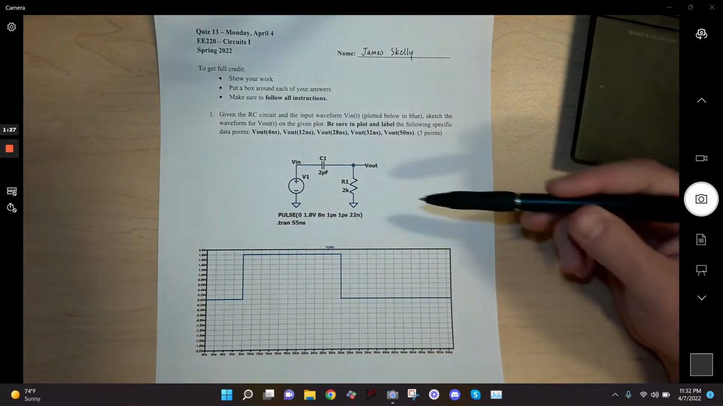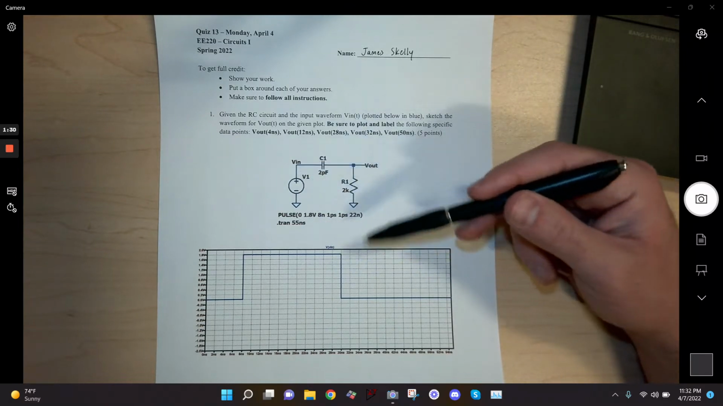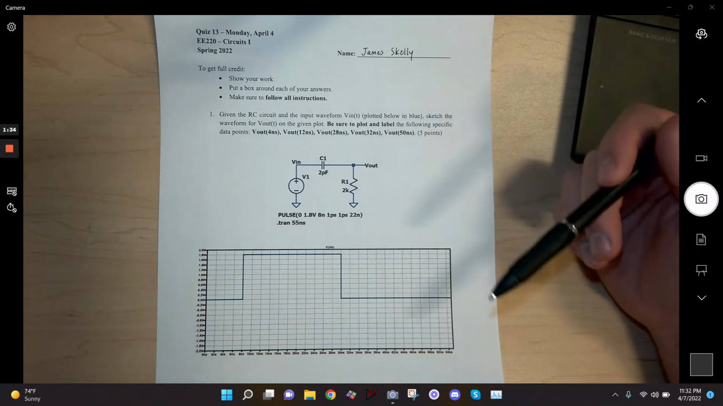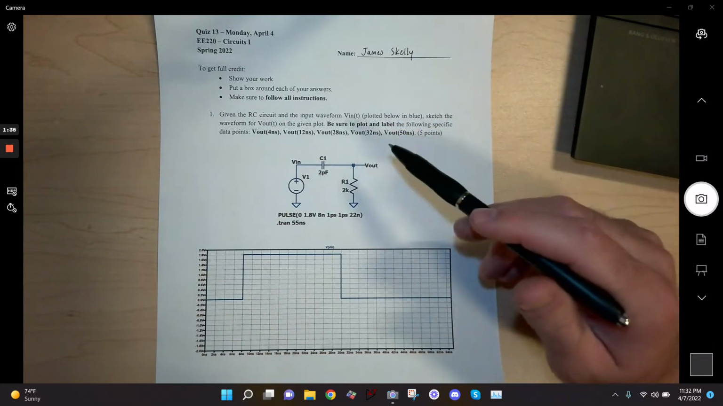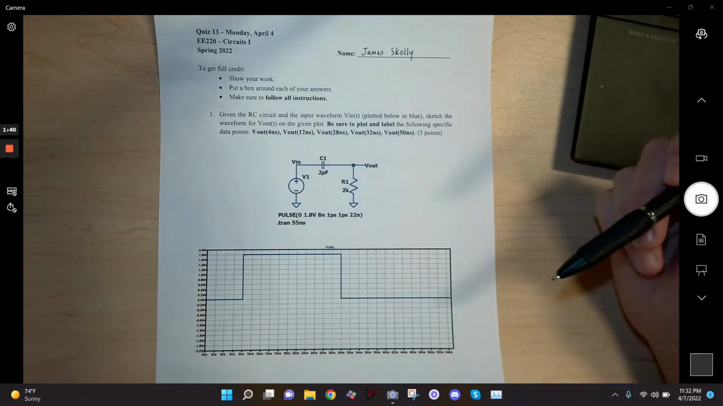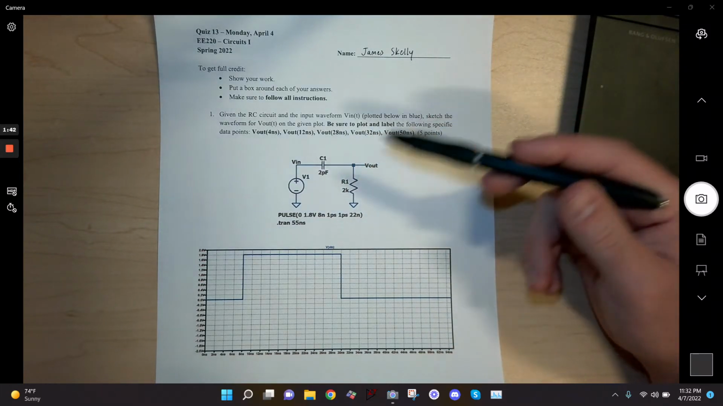And we basically want to plot V out. So we know that this is what V in is doing. The question is, what is V out doing? And so I say, given the RC circuit and the input waveform, sketch the waveform for V out of t on the given plot. Be sure to plot and label the following specific data points.